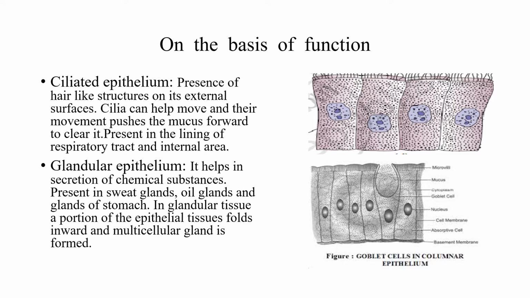Next one, glandular epithelium. Gland-like means for secretion, mainly secretion of chemical substances. Mostly it is found in sweat glands, oil glands and glands of stomach. In glandular tissue, a portion of epithelial tissue folds inward and a multicellular gland is formed.